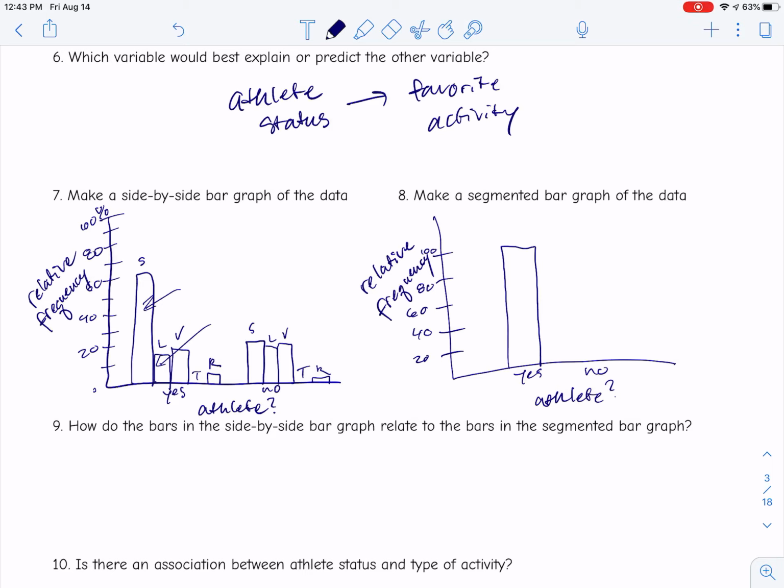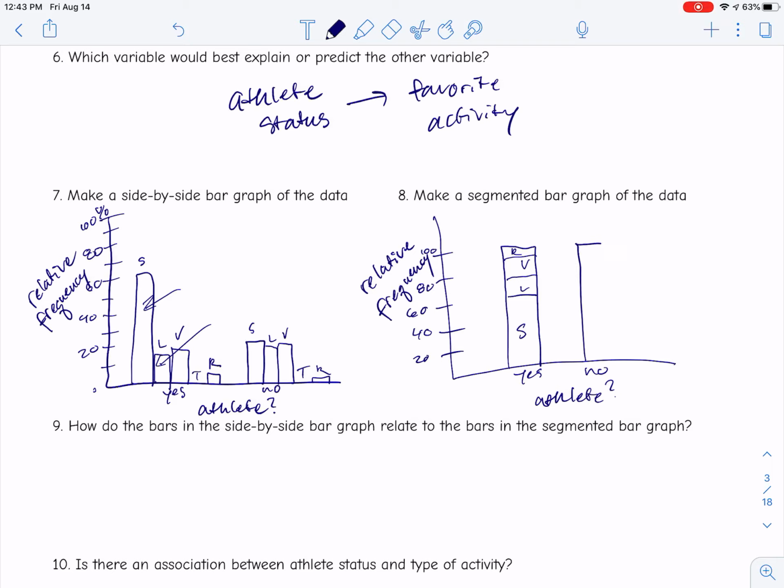So about 62% were sports, 15 Legos, maybe a little low, 15 Legos, 18 video games, 6% reading, and 0 for TV.